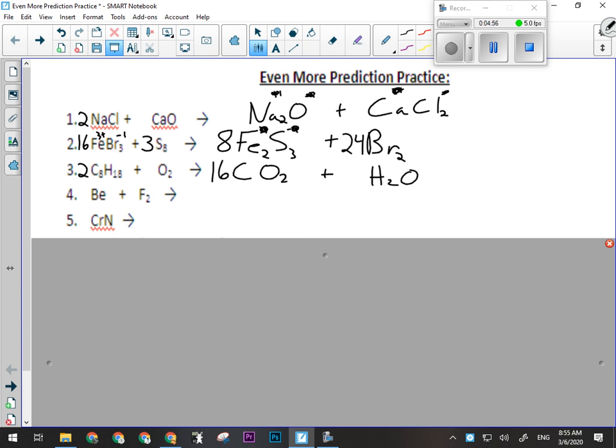2 times 18 is 36, right? So I'm going to need to put 18 over here to get 36 hydrogens. And then I need to look at my oxygens. So I've got 32 oxygens here in the carbon dioxide, plus another 18 for a total of 50. So I need to put a 25 here to get 50 oxygens.